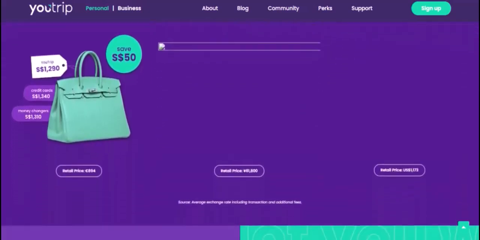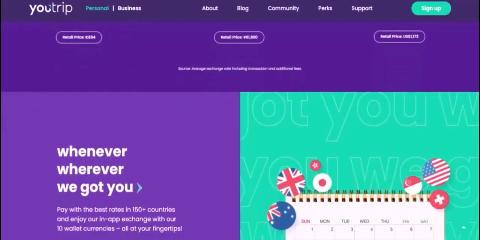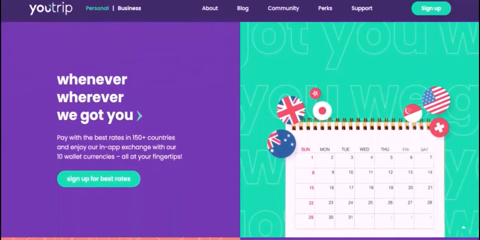Using a peer-to-peer transfer service. If you have a friend or family member in the United States, you could consider using a peer-to-peer transfer service like Wise, formerly TransferWise. You can send USD to your friend, and they can then transfer it to your YouTrip wallet. This can be a convenient option if you have someone you trust in the US.